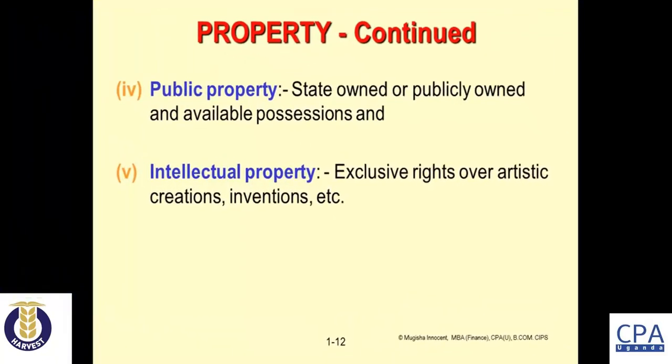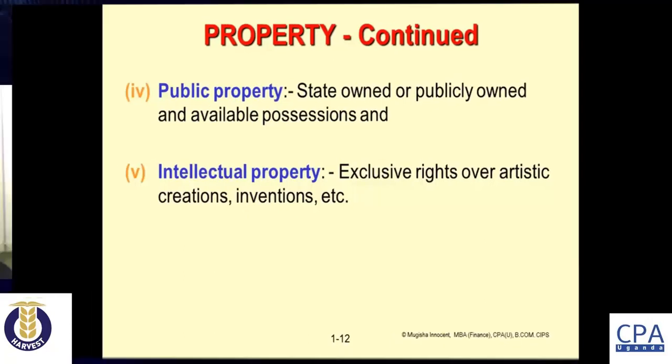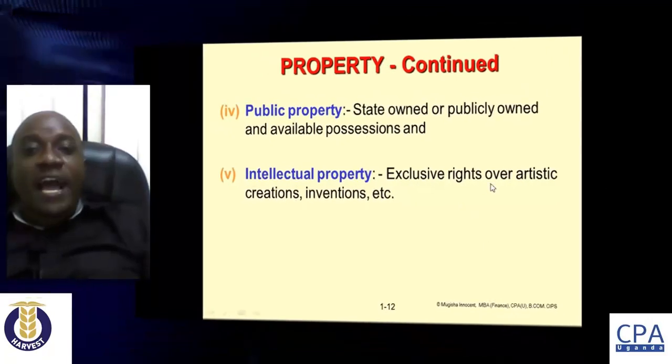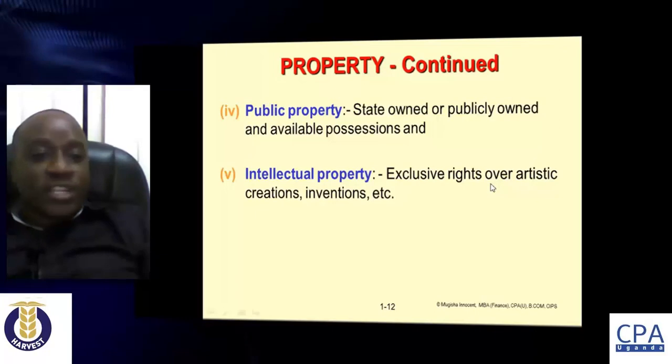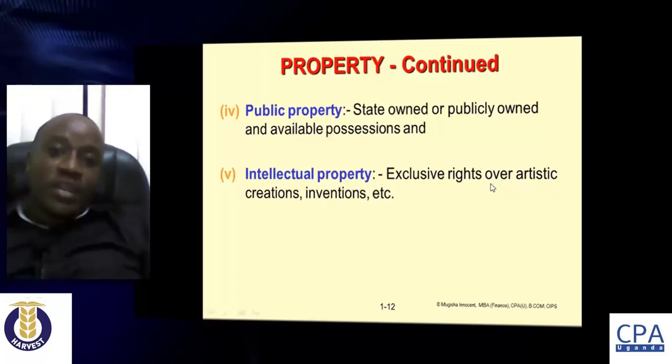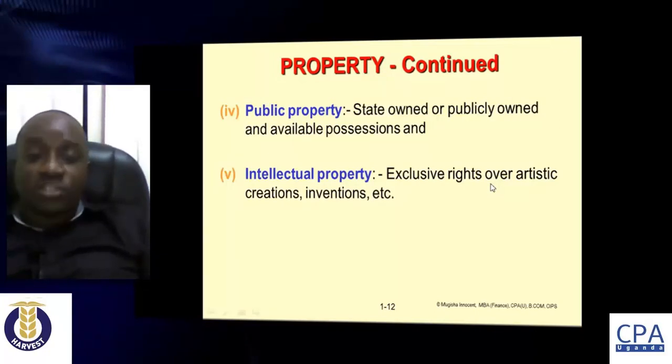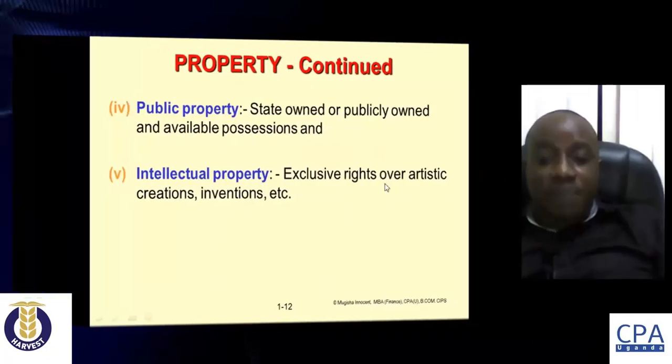Next, number 5, we have what we call intellectual property. Here we are looking at exclusive rights over artistic creations, inventions, etc. Take an example of artists who have exclusive rights over their songs, over the tracks they make. You find cases whereby you do not have authority to play the track without the authority of the artist.